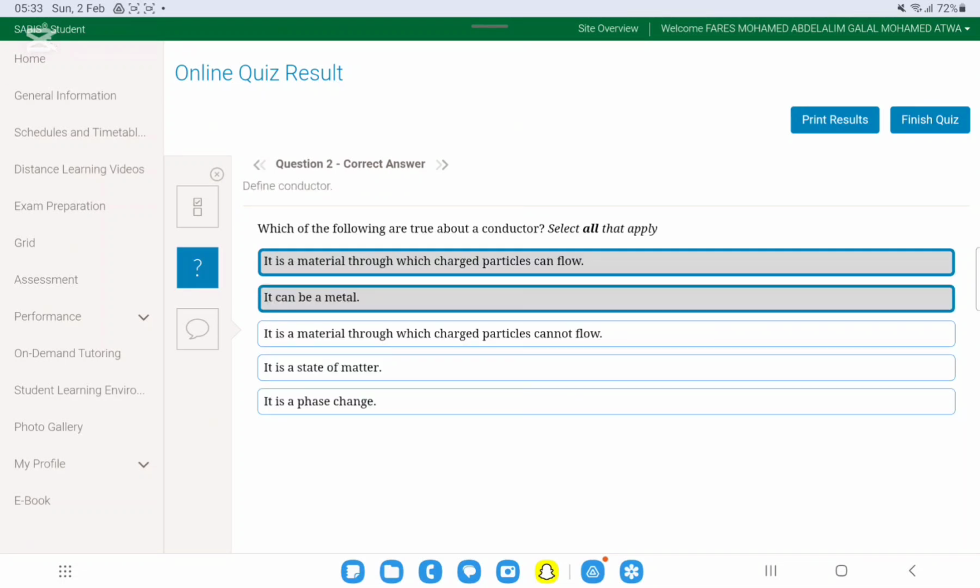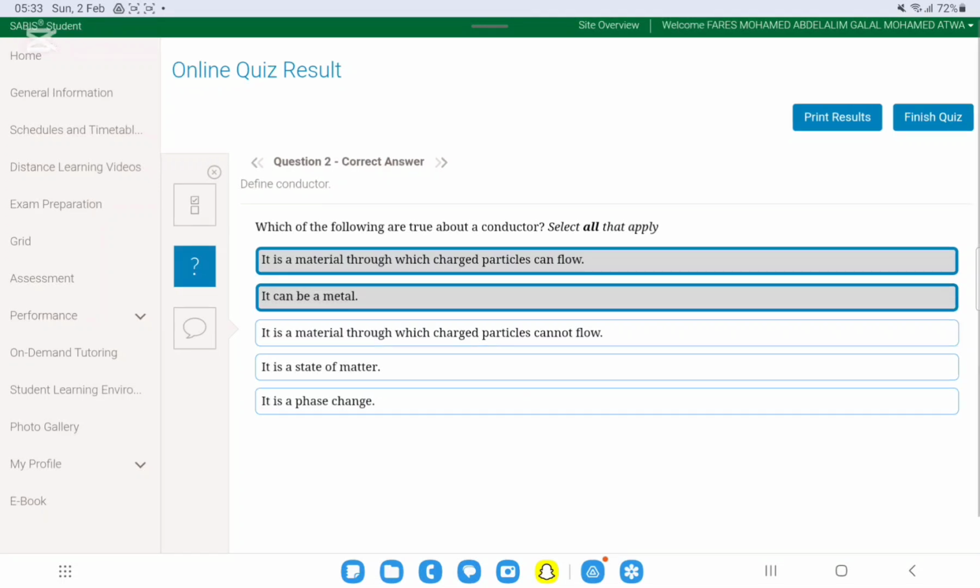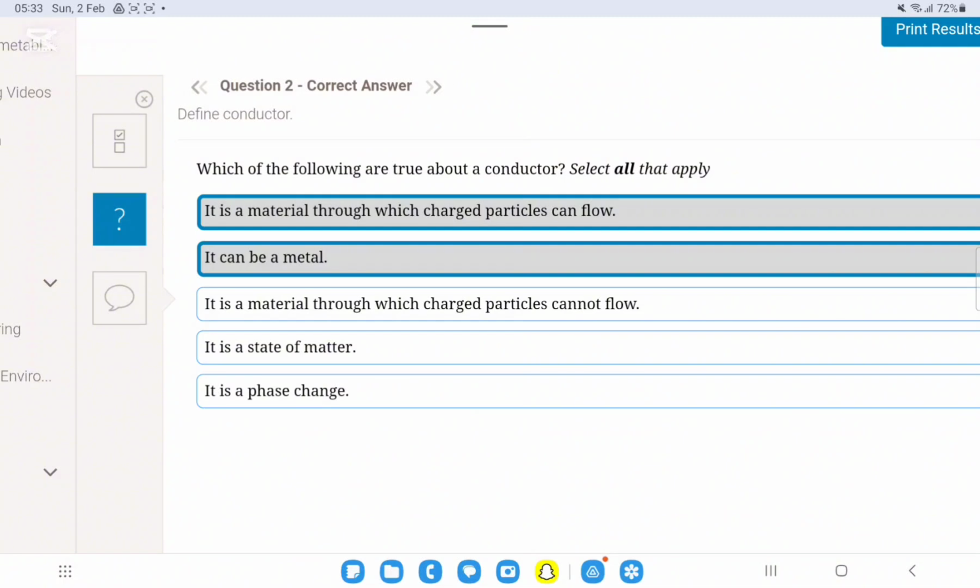Which of the following are true about a conductor? A conductor is a material in which electric charges can flow. Yeah, that's correct. It can be a metal. Most of the time it's metals. It is a material through which charged particles cannot flow. No, they can flow very easily.